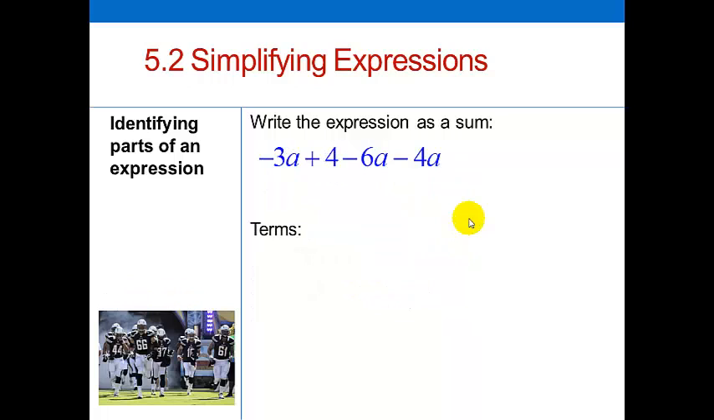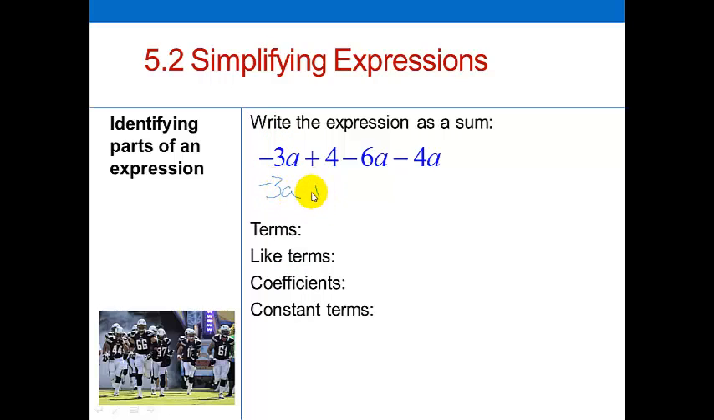Okay, so let's take a look at these ones and identify the terms, the like terms, the coefficients, and the constants. So again, the first thing I want to do is write it as a sum. So here we go. Negative 3a plus 4 plus, I'm going to change this to its opposite, so it's negative 6a plus the opposite of positive 4 is negative 4a. So our terms are negative 3a, 4, negative 6a, and negative 4a.